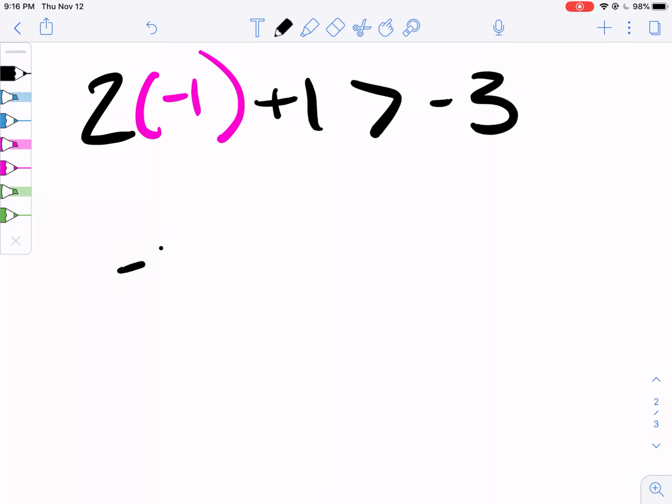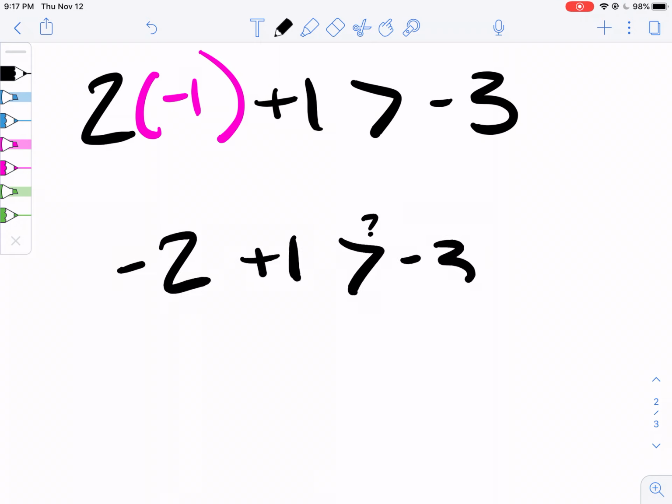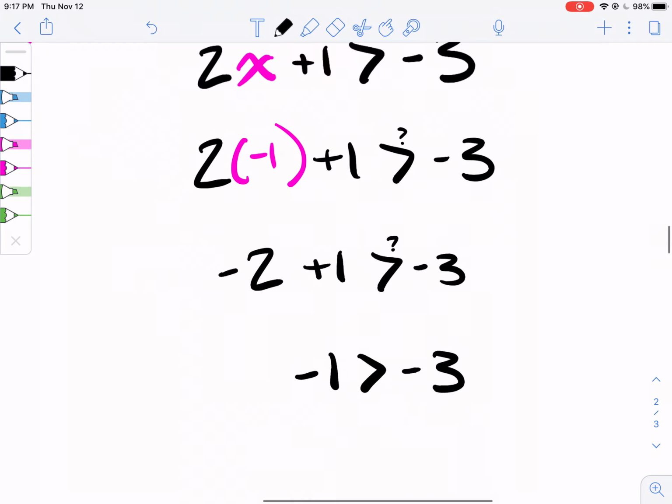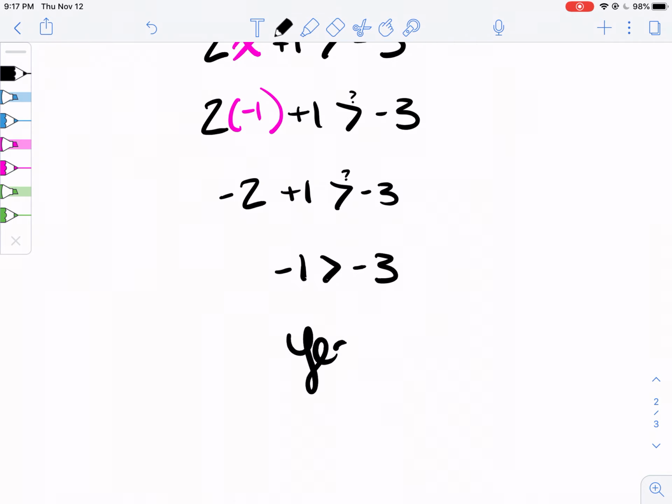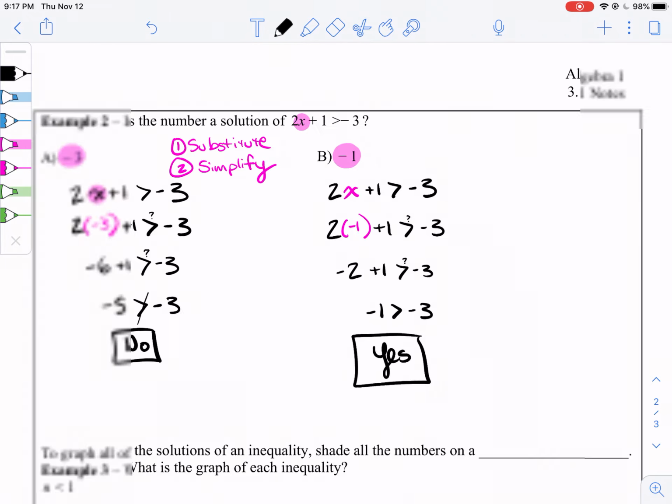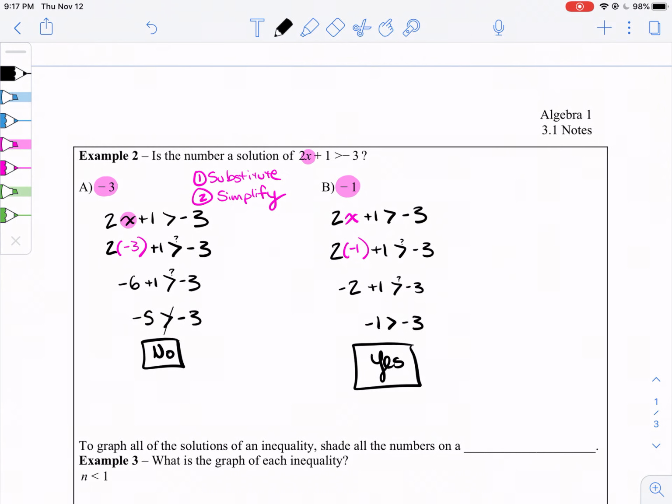2 times negative 1 is negative 2, plus 1. Is it greater than negative 3? Negative 2 plus 1 is negative 1, and negative 1 is greater than negative 3. Yeah, we did it. So yes, by plugging in negative 1, this makes the inequality true. Yay! Okay. That's great, but that's only one of them.